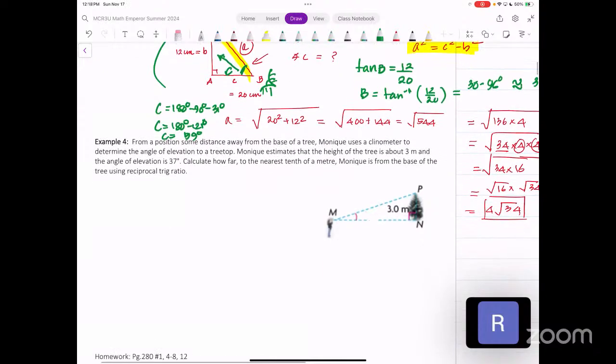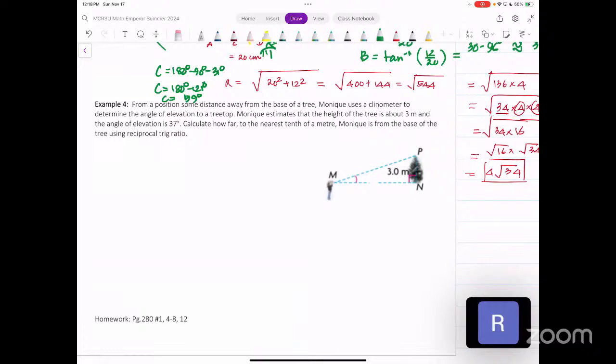All right, let's go back to the word problem. Can you do the next question by yourself without me helping you out? From a position some distance away from the base of the tree, Monik uses a clinometer to determine the angle of elevation at the top of the tree. Monik estimated the height of the tree is about 3 meters and the angle of elevation is 37 degrees. The angle of elevation is basically the angle you look up at to see it. Calculate how far, to the nearest tenth of a meter, Monik is from the base. So they want to find M and N. Pretty straightforward question. Using the information provided, you need to use one of the SOHCAHTOA ratios.